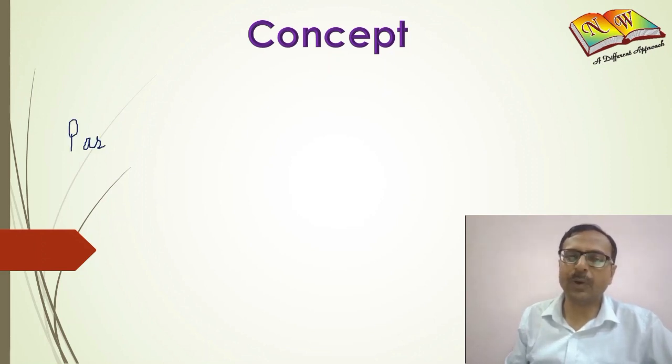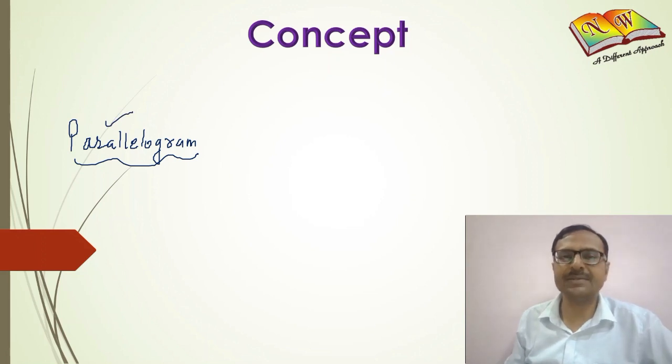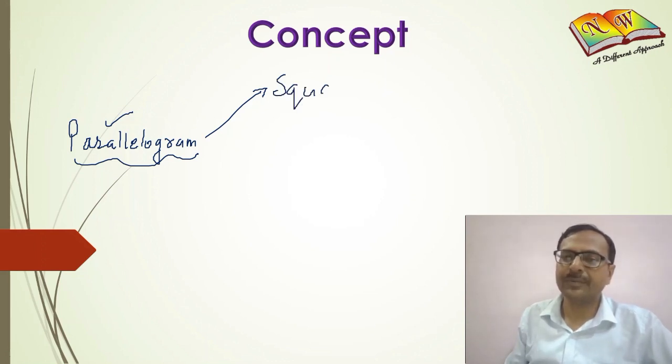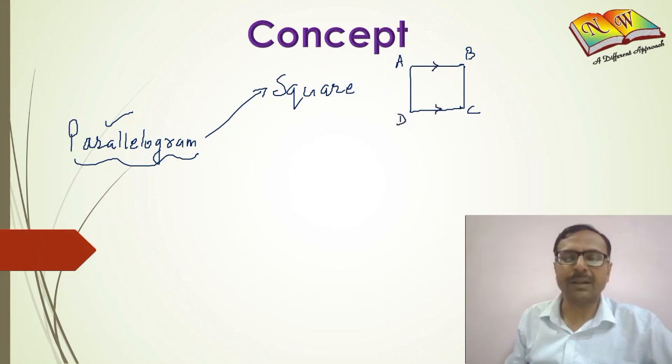When we talk about parallelograms, the word parallelogram includes parallel, that is something which does not intersect. So in a parallelogram, we will have opposite sides parallel. That means they will not be intersecting. Just like a square, if you draw a square, you will find that the opposite sides of a square, that is AB and CD, these two are parallel, and even the other pair AD and BC is also parallel.